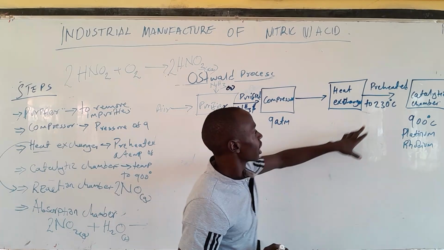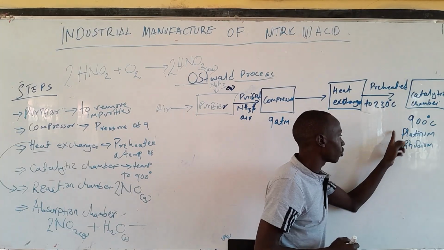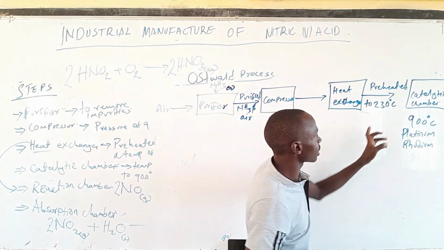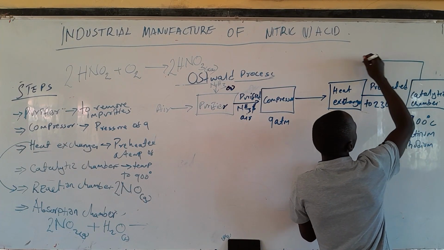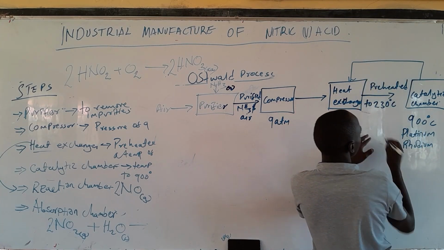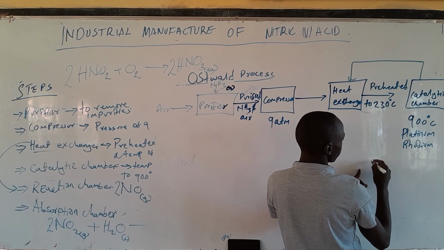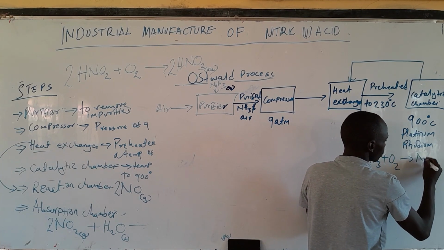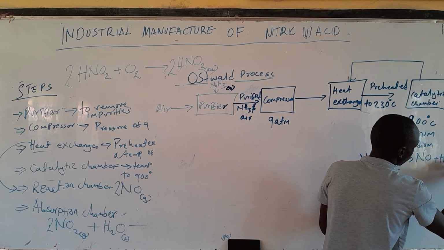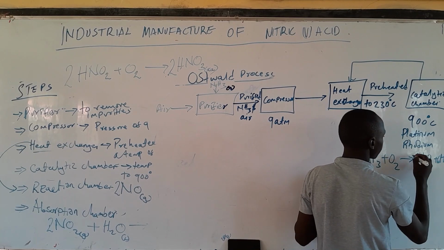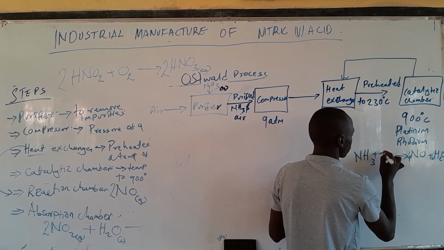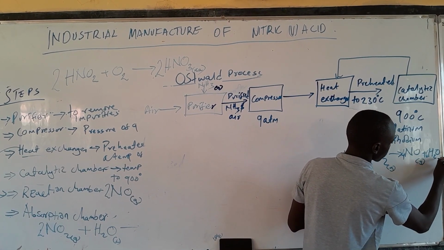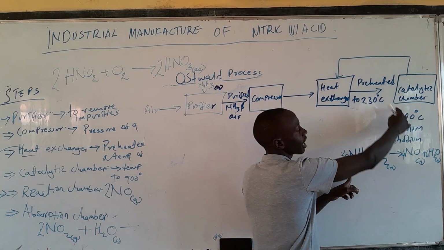Now, the ammonia gas and air will be passed over the platinum-rhodium catalyst, where they react to produce nitrogen (II) oxide. The nitrogen (II) oxide gas produced is then pumped back to the heat exchanger. The equation for the catalytic chamber: ammonia with oxygen, we get nitrogen (II) oxide plus water. So here we have 4, 5, 4, 6, with states gas and liquid. So this is the equation at the catalytic chamber.